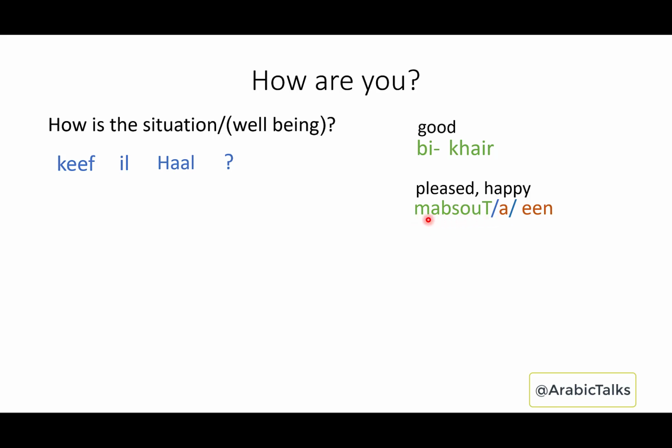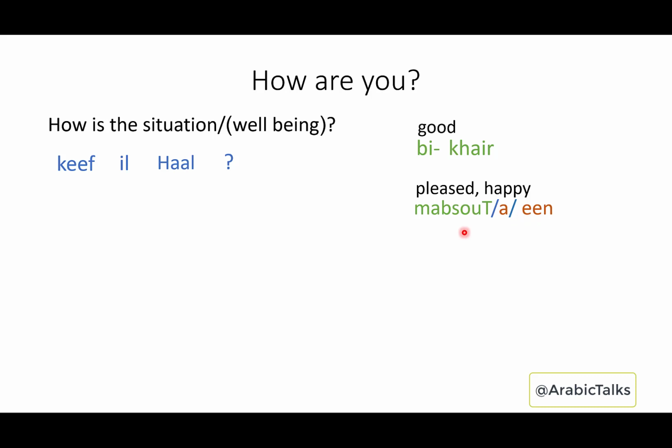مبسوط. If you are a lady, you will say مبسوطة. So you will take the A, you will end it with the A. مبسوطة. If you are two persons or more, you will say مبسوط, then you will take in, in for plural. So it will be مبسوطين.